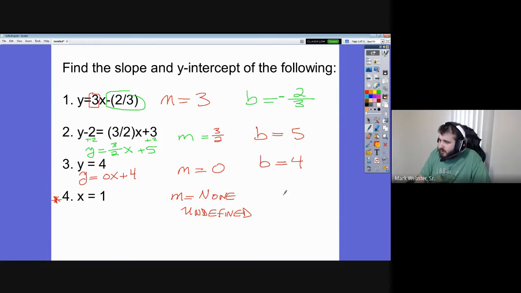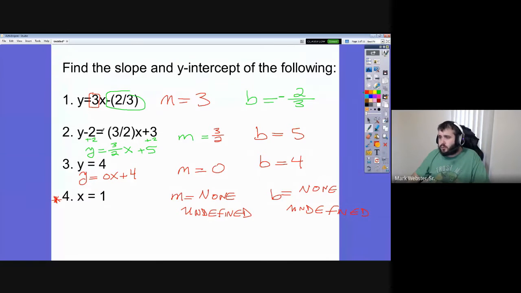And likewise, they don't have a y-intercept either. They're going vertical. They're never going to hit the y-axis. So the y-intercept here also doesn't exist. It is undefined. All right.